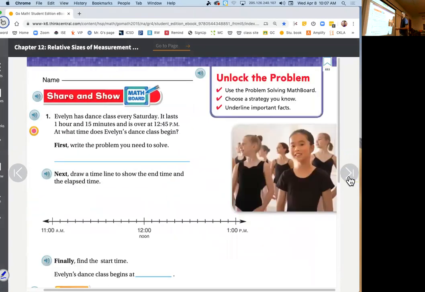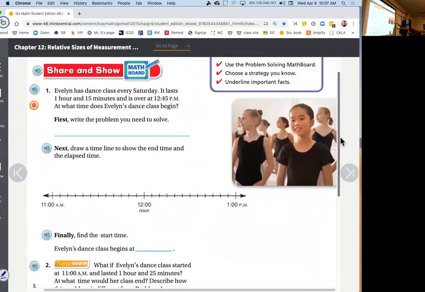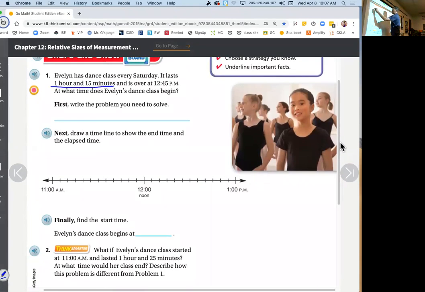All right, one more. So now Evelyn has dance class every Saturday. It lasts 1 hour and 15 minutes. We know that's how long it is, and it is over at 12:45. What time does Evelyn's dance class begin? So we know she stops at 12:45. Each of these is 5 minutes again. We're going to go 5, 10, 15, 20, 25, 30, 35, 40, 45. So we know she's right here at 12:45. And how long did she go? She went 1 hour and 15 minutes, okay?